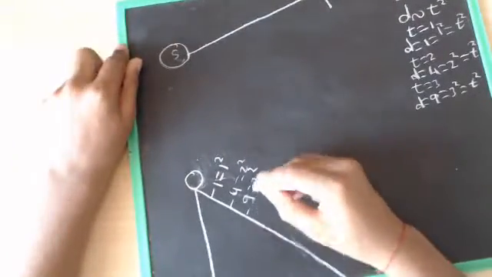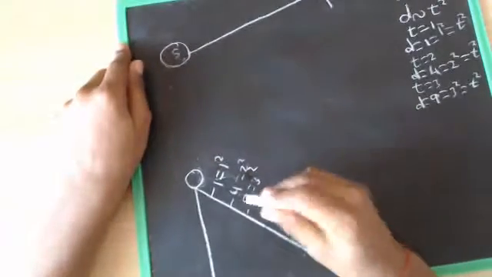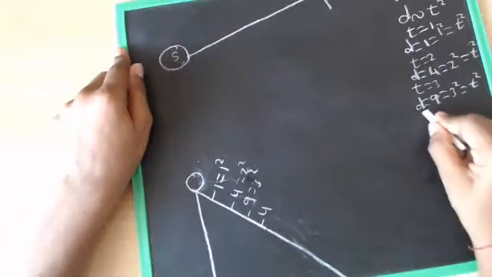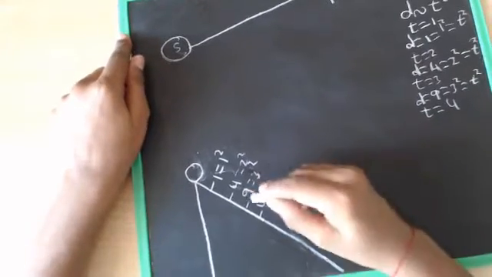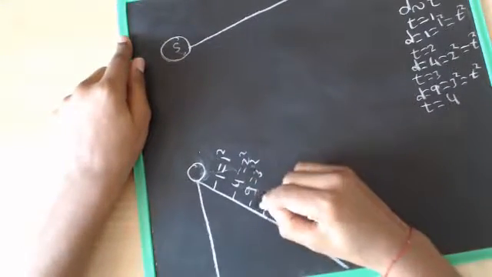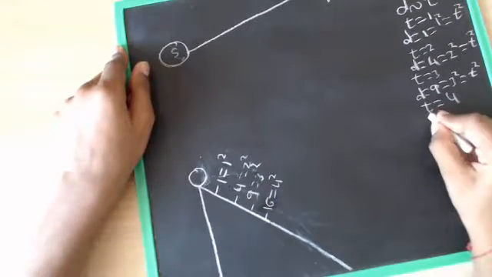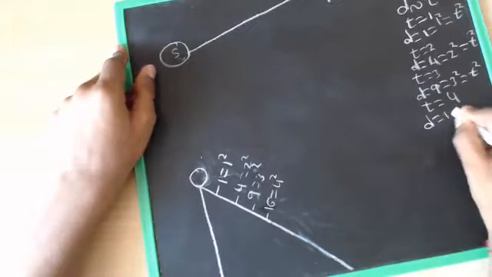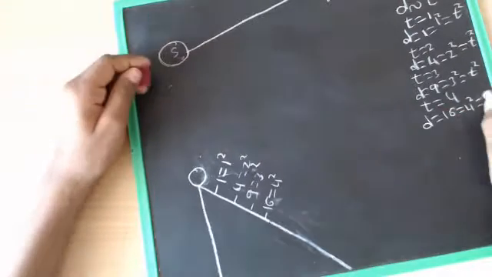Then he again let it go for 4 units of time, and time is equal to 4, and he stopped it and measured the distance, and it was 16 units of distance, that was 4 raised to 2. Distance is equal to 16, which can be written as 4 raised to 2, but time is equal to 4, so I can write distance is equal to t raised to 2.